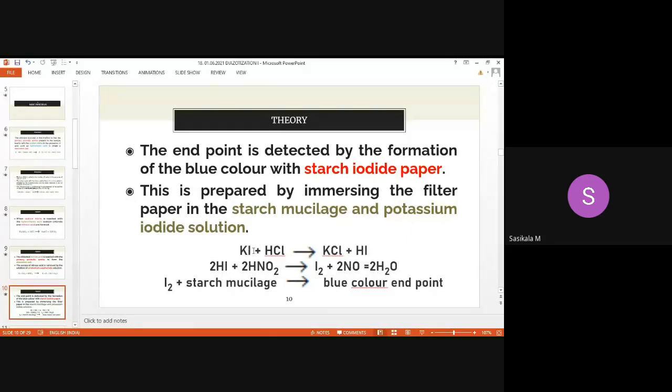Potassium iodide will react with hydrochloric acid, whereby it forms potassium chloride and hydrogen iodide. And hydrogen iodide reacts with the nitrous acid, that is the excess of nitrous acid. Then it gives iodine. It is getting oxidized to iodine. And this iodine reacts with starch mucilage. It gives the blue color endpoint. So how are you getting the blue color endpoint?